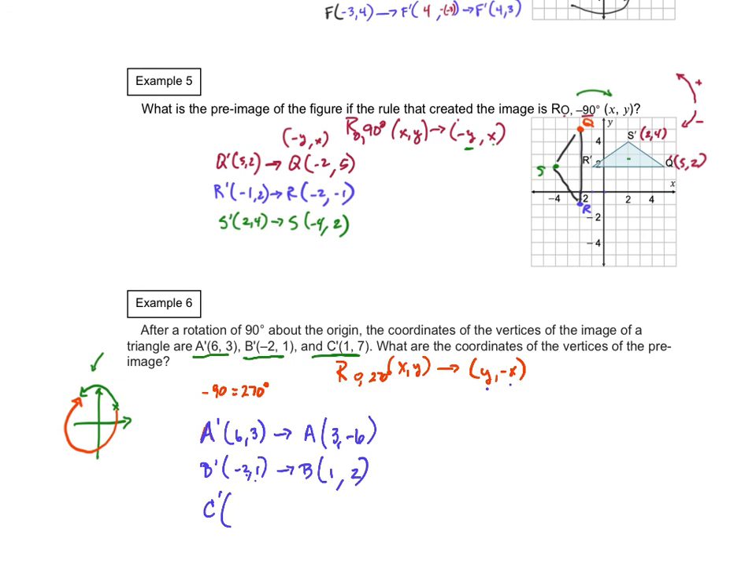And then finally, C prime is going to be (1, 7), and it's going to map to C, and again, using this same mapping rule, my y becomes my x, and my x value becomes my y opposite, so it's going to be negative 1. So there you go. There are the vertices of my original pre-image. And that is working with rotations as we go. So we'll work on our activity today, and good luck.